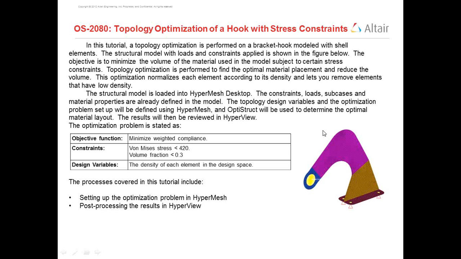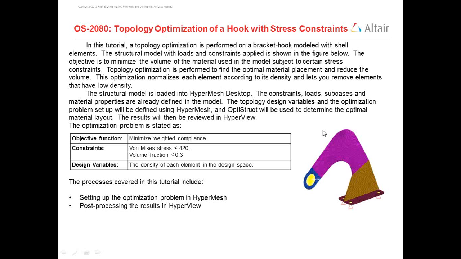The optimization normalizes each element according to its density and lets you remove elements that have low density, that is towards the void region. The structural model is loaded into Hypermesh desktop or in HyperWorks Student Edition. The constraints, loads, subcases and material properties are already defined in the model. The topology design variable and the optimization problem setup will be defined using Hypermesh, and OptiStruct will be used to determine the optimal material layout. The results will then be reviewed in Hyperview.